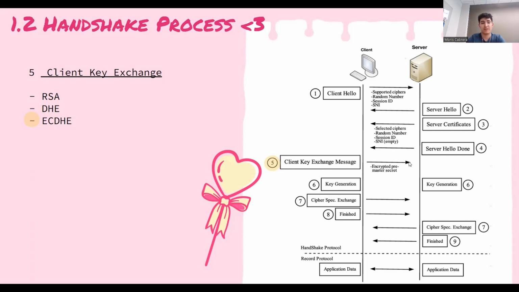Based on what type of key exchange, RSA, DHE, or elliptic curve Diffie-Hellman ephemeral, that's when the time starts to vary a lot more. And we're going to explore why that is.